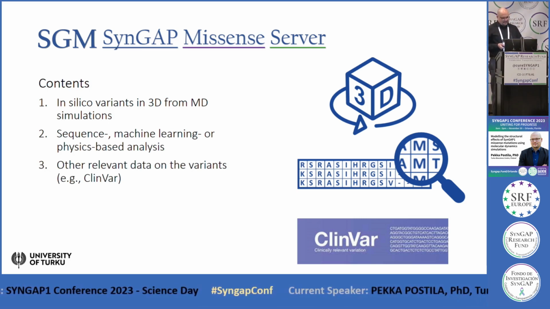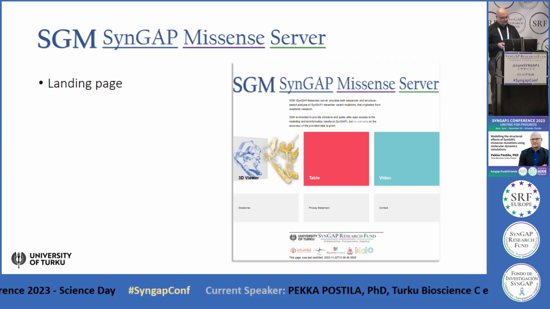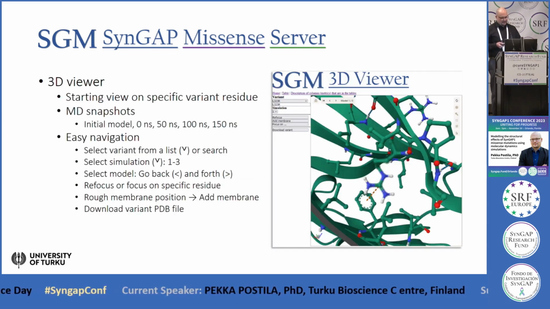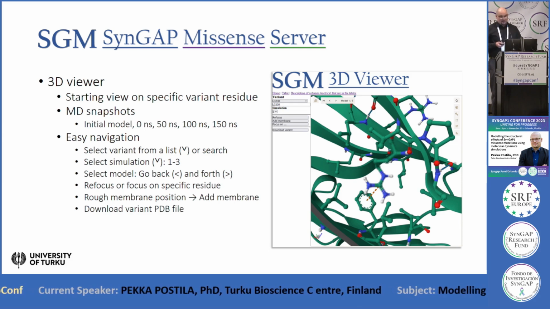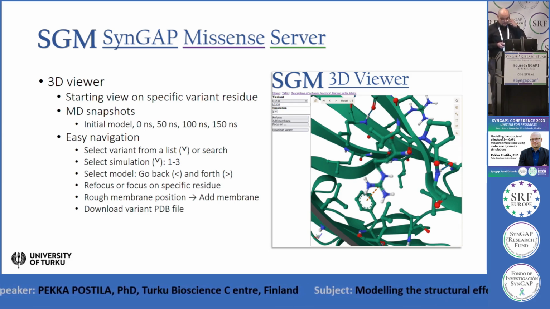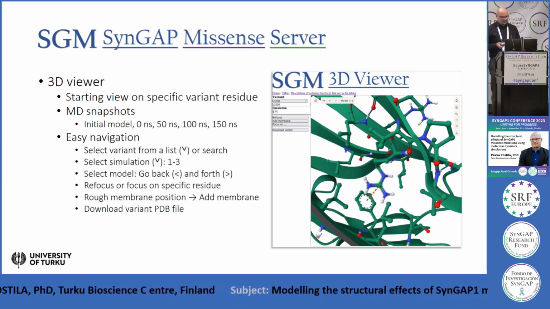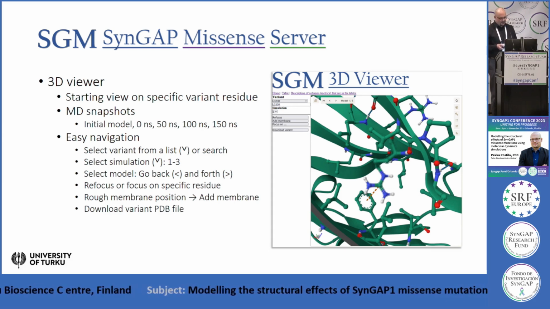What it contains: it has these in silico models, variants that we made from simulations. There's also sequence, machine learning and physics-based server analysis, which is done. And there's ClinVar data, at least the status is included, but we could include other stuff as well. This is the landing page, at least at the moment.